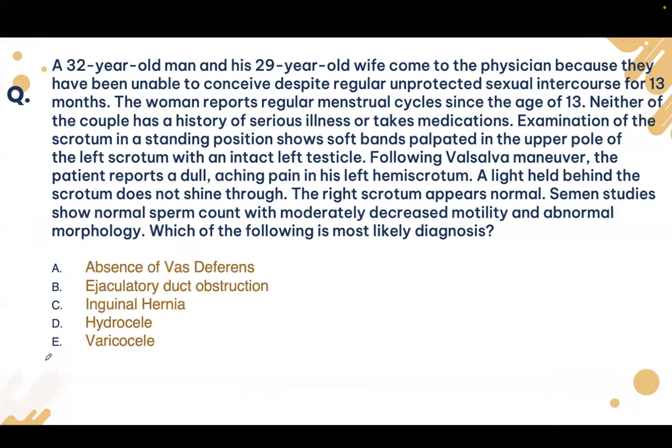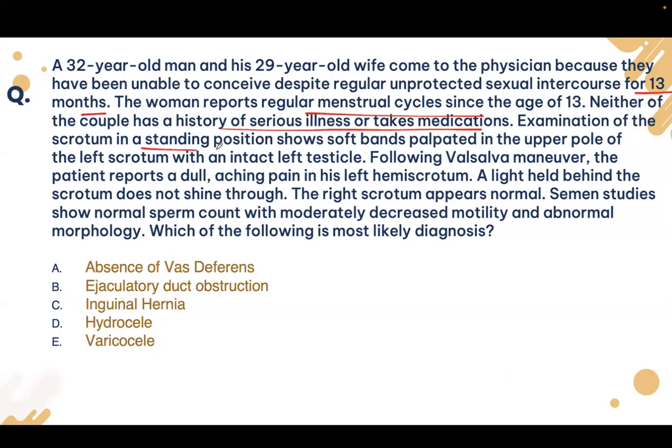Now, this question. A 32-year-old man and his 29-year-old wife come to the physician because they have been unable to conceive despite regular unprotected sexual intercourse for 13 months. The woman reports regular menstrual cycles. They don't have any history of serious illness or take any medication.